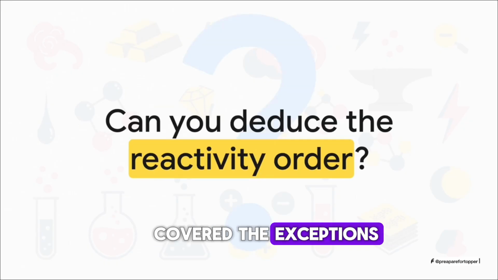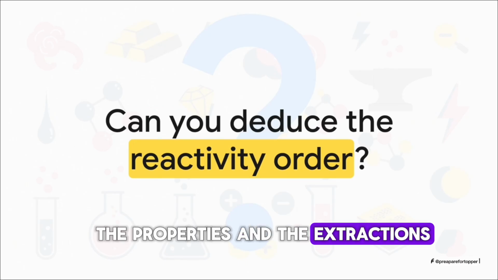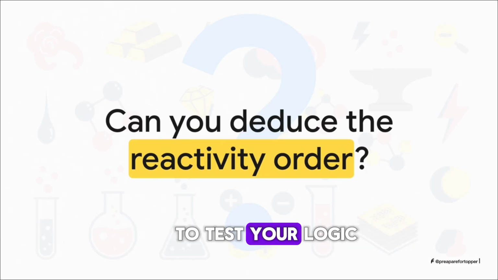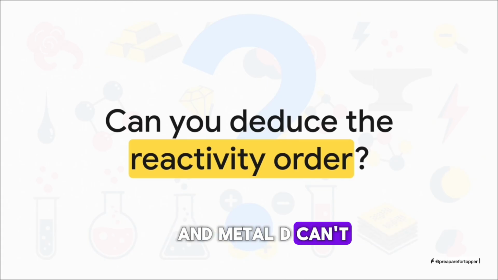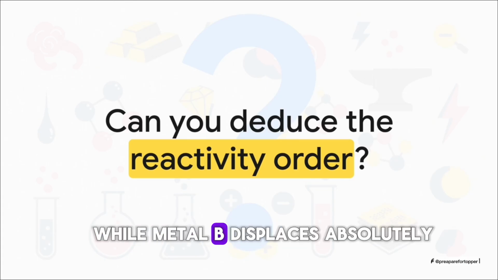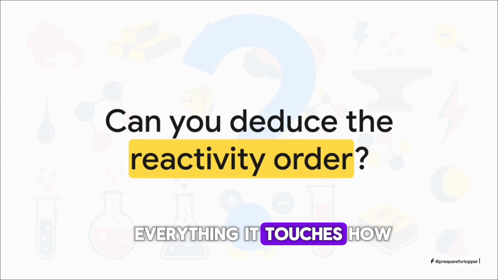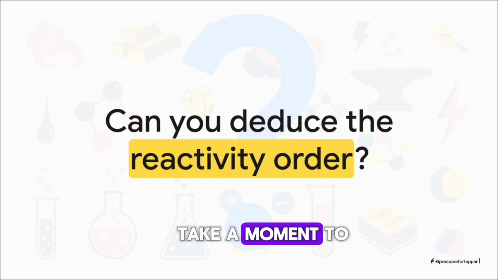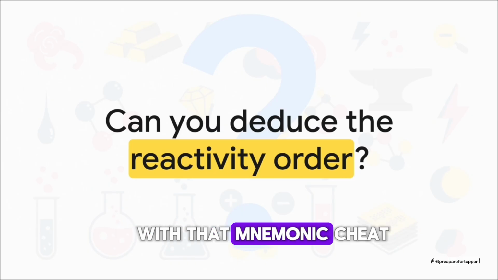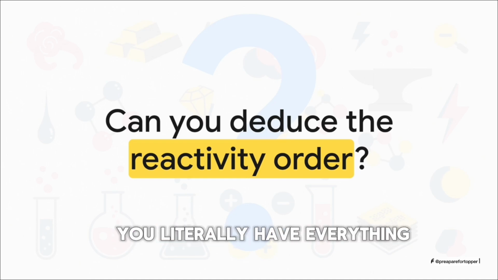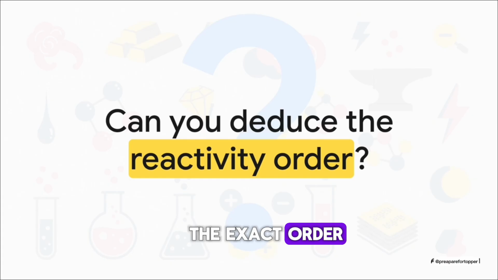We've covered the exceptions, the properties, and the extractions. But examiners really love to test your logic with these tricky case-based questions. Think about this. If you have 4 unknown metals, and metal D can't displace anything, while metal B displaces absolutely everything it touches, how do you rank them? Take a moment to think about that. By combining your new understanding of displacement with that mnemonic cheat code we learned earlier, you literally have everything you need to deduce the exact order.